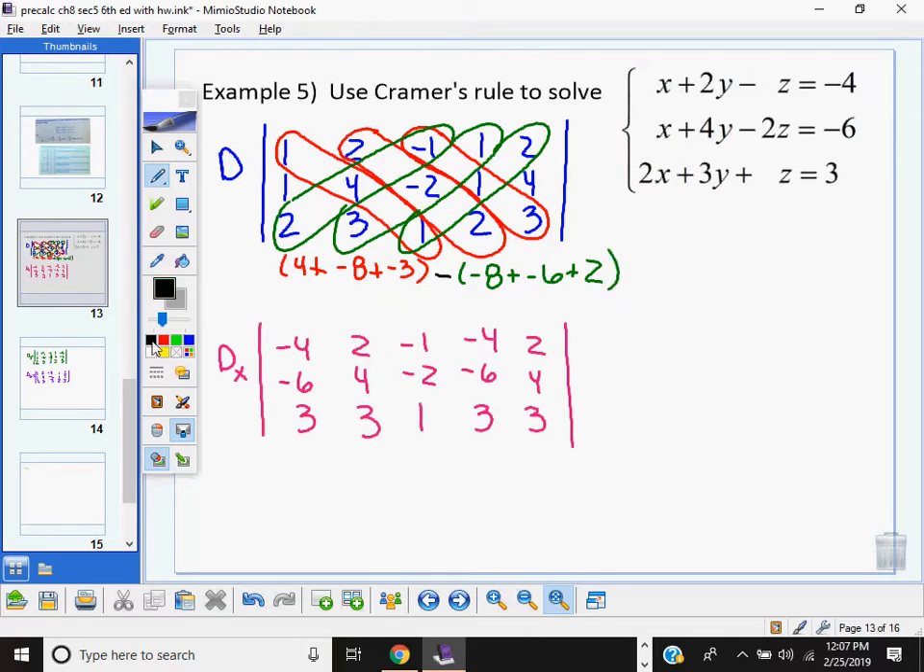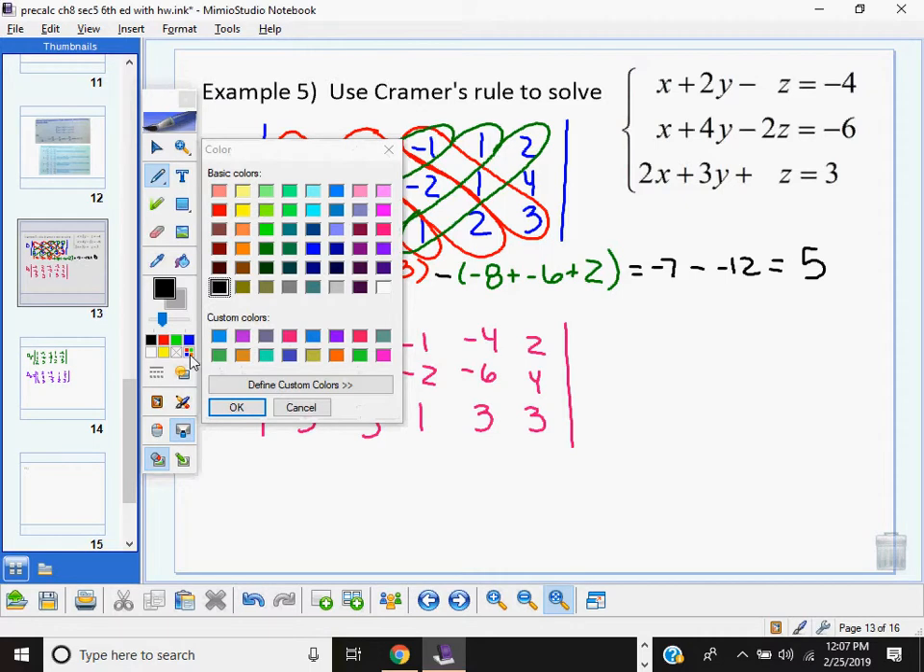So let's finish this. 4 plus a negative 8 is negative 4. And negative 4 plus a negative 3 would be negative 7. Then we're going to have minus. Negative 8 plus negative 6 is negative 14. And negative 14 plus 2 would be negative 12. Now 7 minus a negative 12 gives us a positive 5. So our regular D is 5.